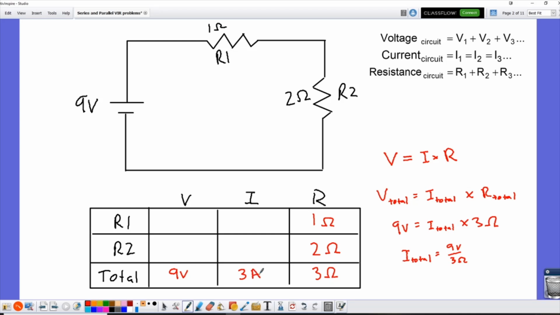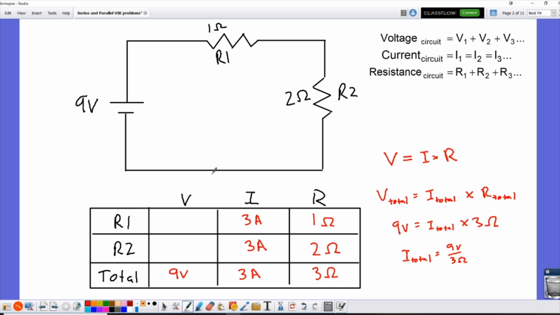And from there, we can also fill out the other currents as well, because if we come back here to the series rules, we know that the total current in the circuit is going to be the same everywhere. Okay, so if the total current is 3 amps, we know that the current going through resistor 1 is also 3 amps. And we know that the current through resistor 2 is also 3 amps.